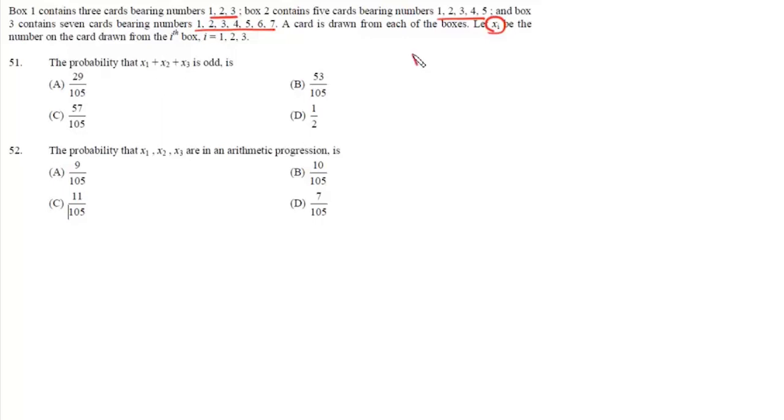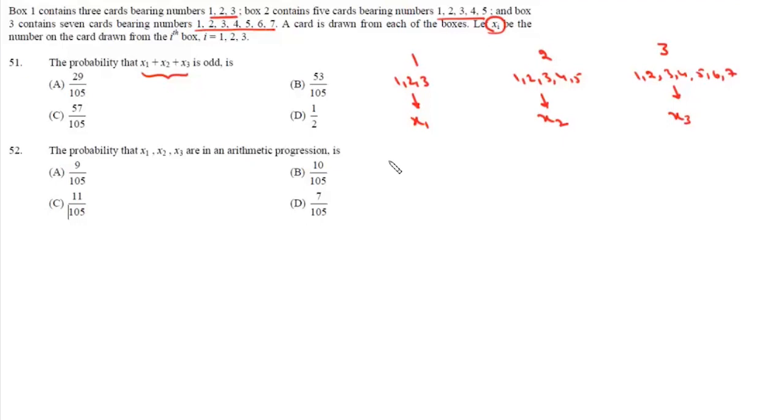Now we have 3 boxes, 1, 2 and 3. In the first one we have 3 numbers, 1, 2, 3. Here we have 1, 2, 3, 4 and 5. And here we have 1, 2, 3, 4, 5, 6 and 7. Now from this one we have selected x1. Here we have selected x2. And here we have selected x3. Now the first one is we need to find the probability that x1 plus x2 plus x3 is odd.